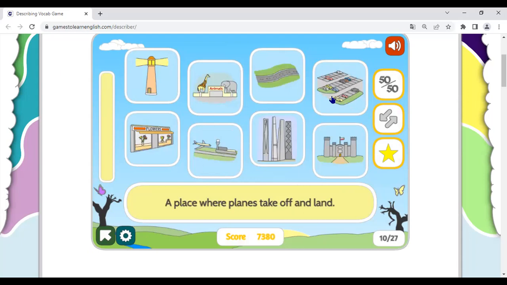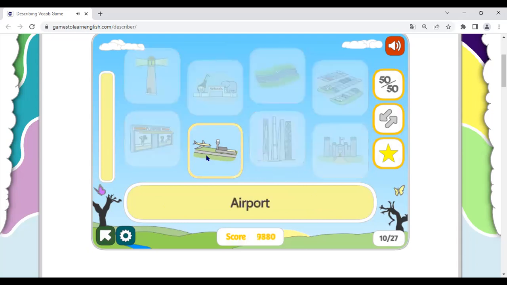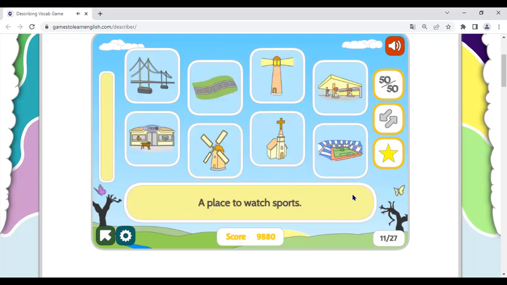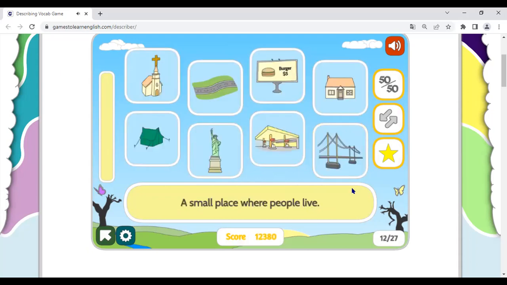Windmill. A place where planes take off and land. Airport. Yeah, it's correct. Yeah, you said correctly. Airport. A place to watch sport. A stadium. Yeah. Stadium. What is the name of the stadium of Monterrey, Carlos? BBVA. BBVA, El Volcán, El Sultanes. Okay, all right. A small place where people live.